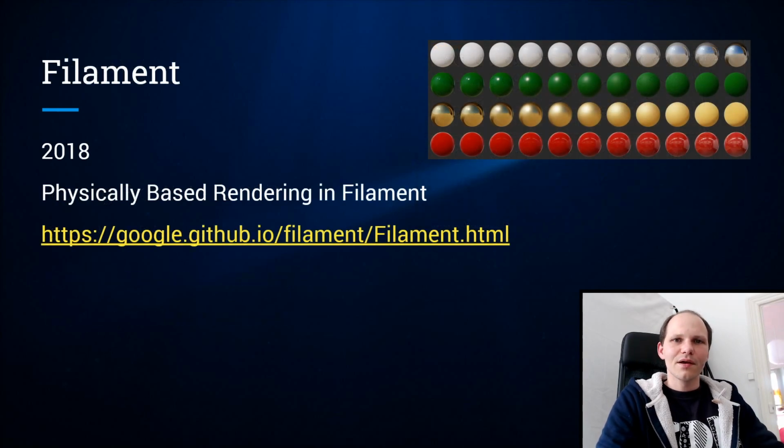And finally, there is Filament, the rendering engine made by Google. The documentation of Filament presents the shading model used, the choices they made, the alternatives they had. The quality of the document is outstanding. It's a complete introduction to PBR, and it seems to become a reference for PBR implementations.